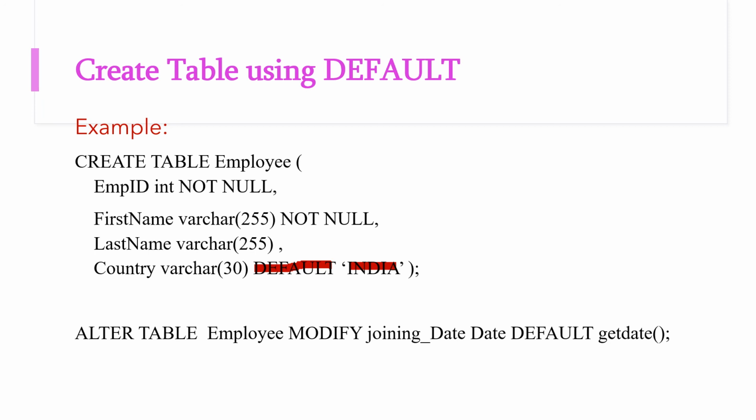To alter the table, employee, modify the joining date. Now I am going to include another column called joining date, where the default is the current date, which can be mentioned as getdate, meaning today's date. So these are some of the constraints that can be used in SQL. Thank you.